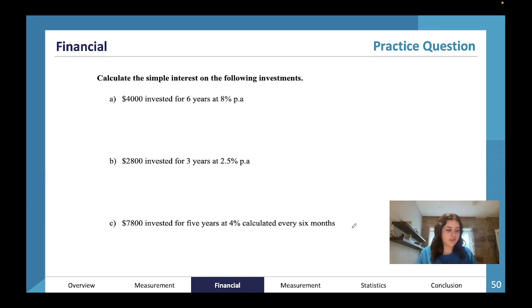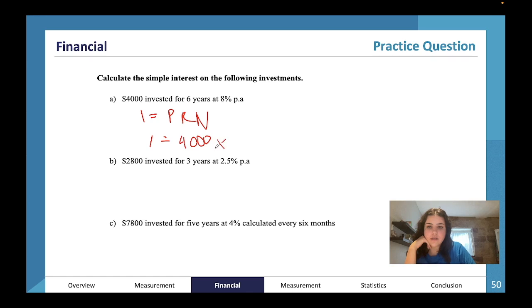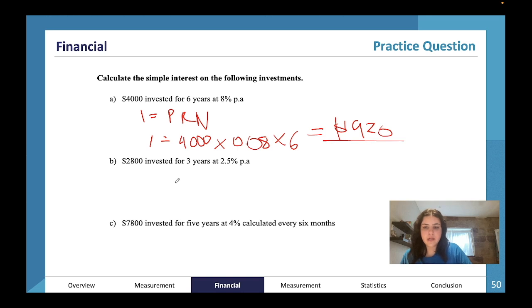All right, we're going to do a couple practice questions now. So calculate the simple interest on the following investments. $4,000 invested for 6 years at 8% per annum. So to do this question, we have to do I equals PRN. So interest equals $4,000 times the rate, which is 0.08, times 6 years. We put that in our calculator. We get $1,920 of interest. Next question.